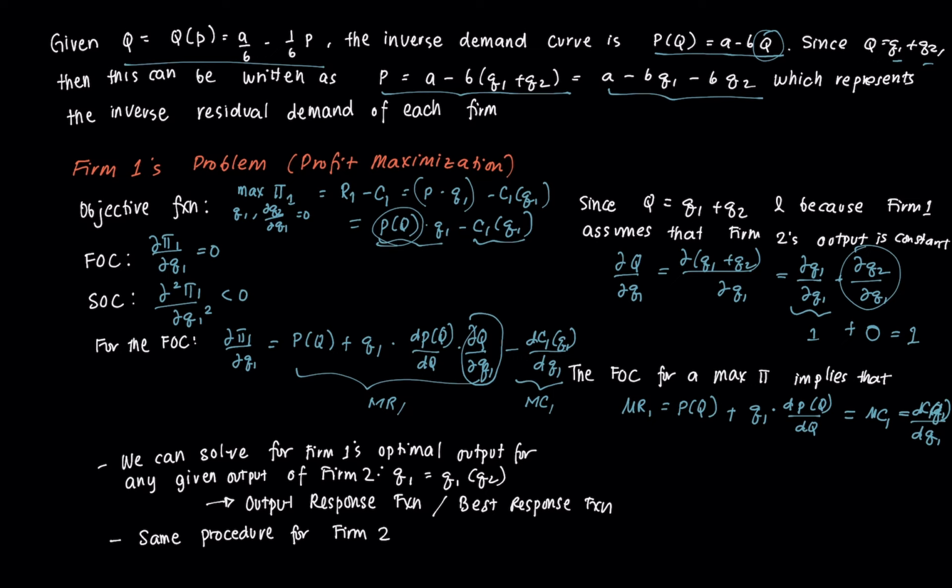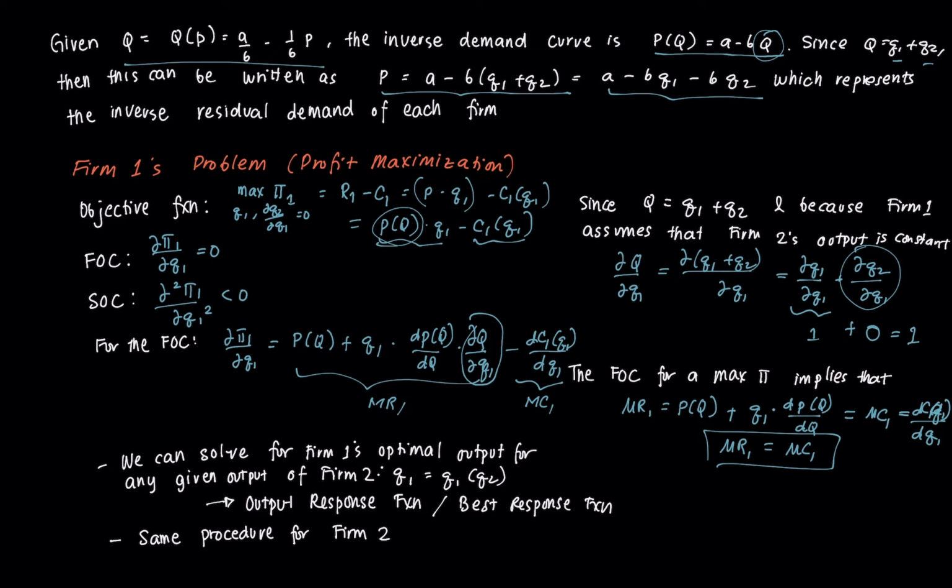So we get that condition of MR1 equal to MC1, which is the FOC for firm 1's maximum profit. And what we can do is solve for this FOC, and what we'll get is some quantity, some output response function.